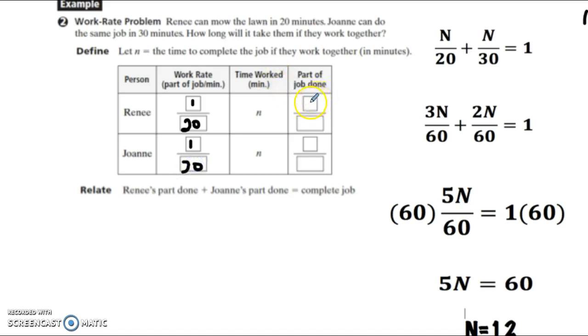So the part of the job that Renee can do is n over 20, because n is our time, multiplied by the part of the job, or her rate, that she can do each minute. And then Joanne's is going to be n over 30.